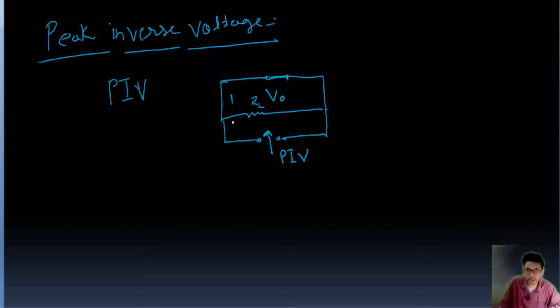In this loop, this is loop 1, this is loop 2. Applying KVL in loop 1, that is going to be Vm, this is minus Vm, and this is plus Vm.